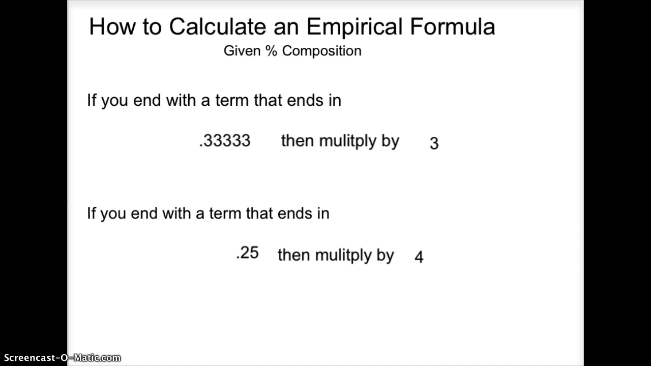And if you ended with a term that ends in 0.333, repeating, you would multiply those numbers by 3 to get the lowest whole number ratio. If you ended with a term that ends in 0.25, you would multiply by 4 to get those terms to the lowest whole number ratio and apply them to the formula.